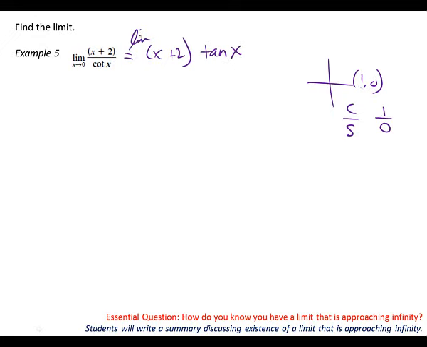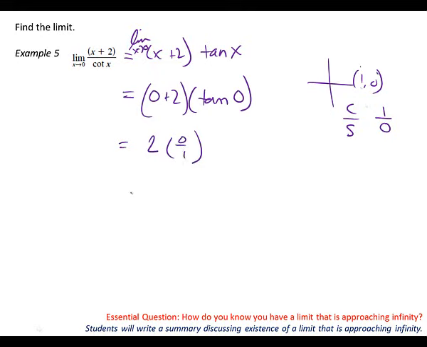Oh, right, get your limit in there. Limit as x approaches 0. Can I direct substitute it now? Sure. So I'm going to put in 0 plus 2 times the tangent of 0. All right, 0 plus 2 is 2. Tangent of 0 would be 0 divided by 1, which is just what? 0. So 2 times 0 is 0.